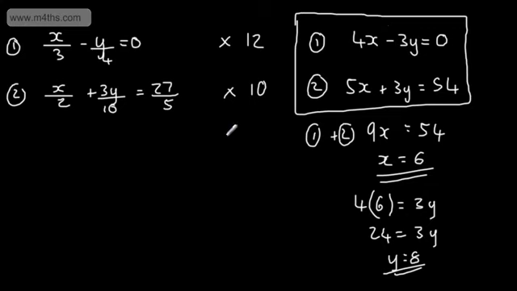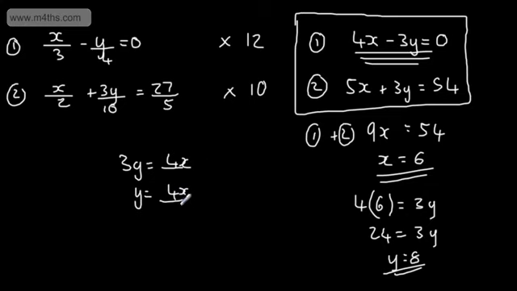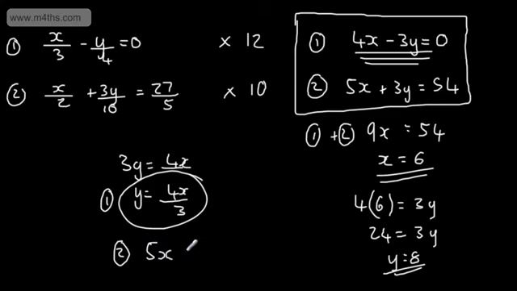Now, at this stage, what I could have done is rewritten this one and done a bit of substitution. So I could have said that 3y is equal to 4x. So y is going to be equal to 4x over 3. And now substituted that in here. So I could have eliminated now y. So this is equation 1 going into equation 2. 5x plus 3 lots of 4x over 3 is going to be equal to 54.